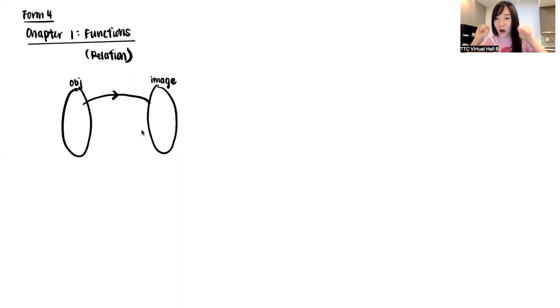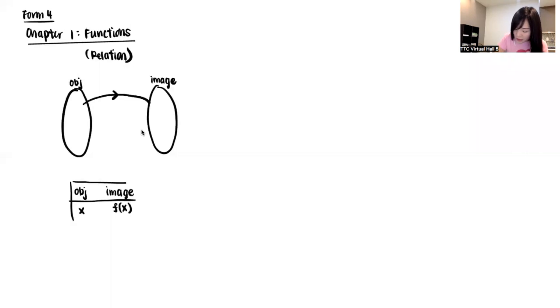Does anyone remember, object, what do we call it? Very good, Shamrita. Object, we always call it x. For those who don't know, I'll write it here, okay? Object, we always call it x. Then guys, image, what do we always call it? Very good, Shamrita. We always call it fx. But of course, it doesn't have to be fx. It can be gx, hx, kx, whatever they like. But usually it's fx. Okay?